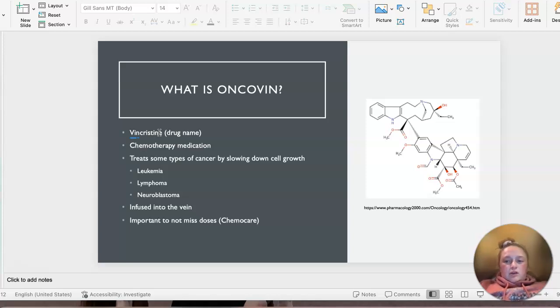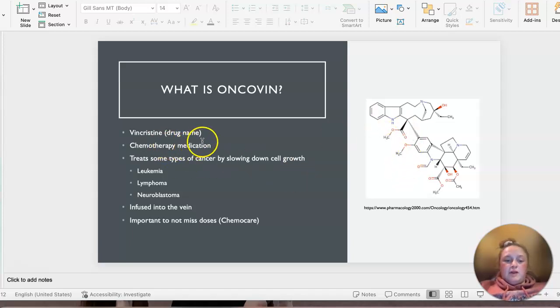Alright, so now that we know what tubulin and microtubules are and how they come about, now we can talk about drugs that stop their formation. One drug that does this is Oncovin. The drug name behind Oncovin is vincristine, and the molecular structure is over here. As you can see, it's very complex and very big.